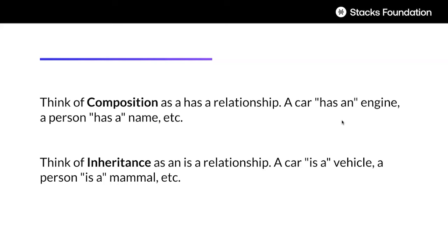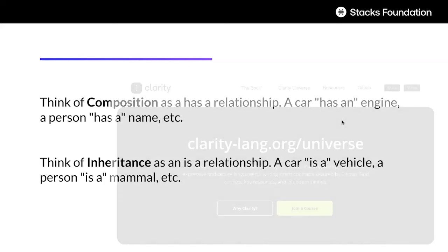So composition, which is a "has a" relationship, means that it has certain properties that you need to conform to, but it doesn't mean that you're inheriting all the properties, or that it has been implemented for you already. So a car has an engine, it can have other properties as well. A person has a name, it can have other properties as well. So it is not completely dependent on what has already been defined or declared for it.